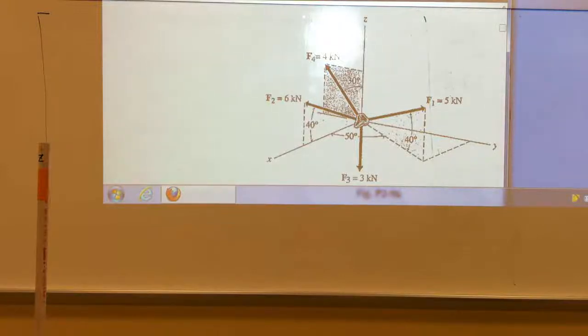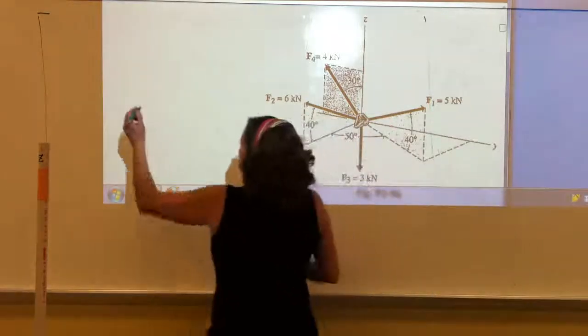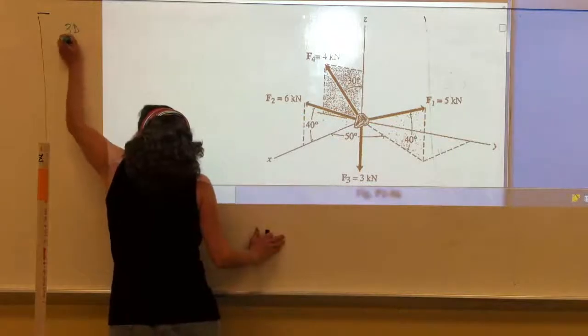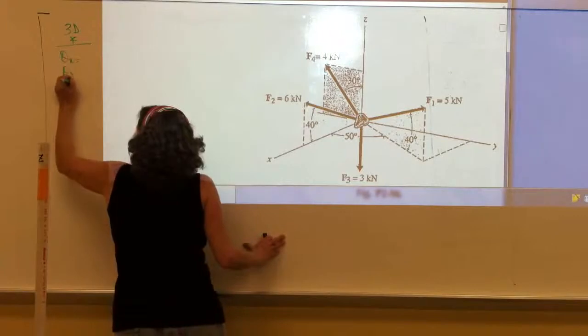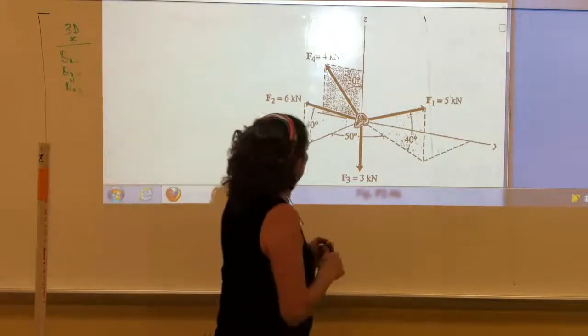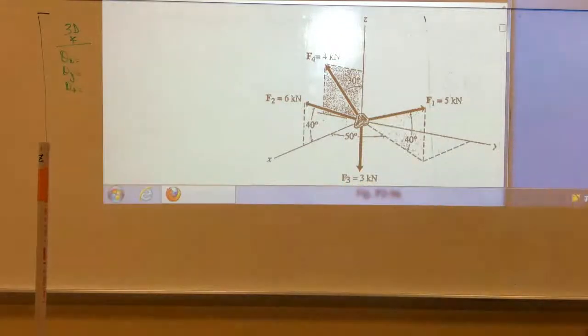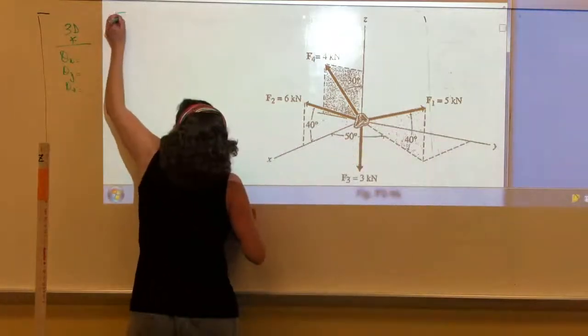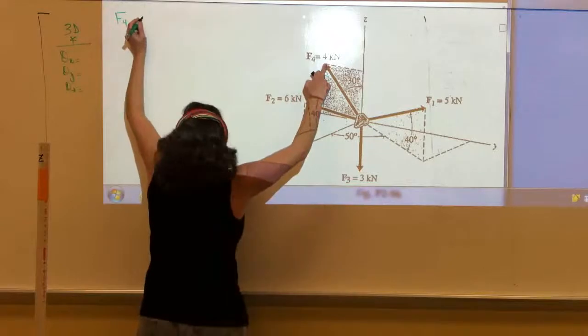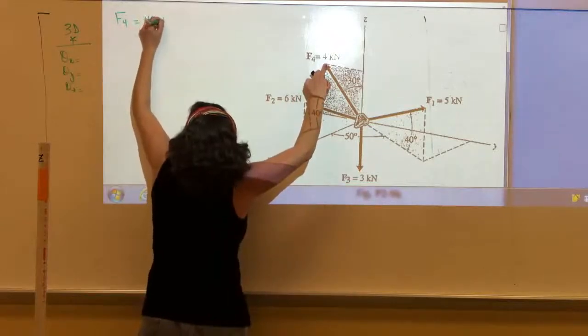So now we're going to do a 3D angle problem. And the goal here is for us to find theta x, theta y, and theta z, which are the direction angles for each one of these forces. Let's take a look at F4 first. So we know the magnitude of F4 is 4 kilonewtons.